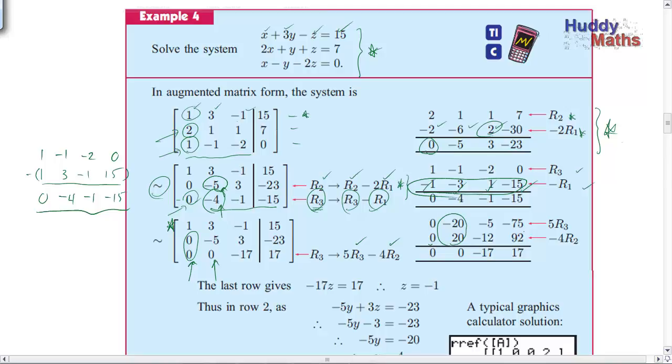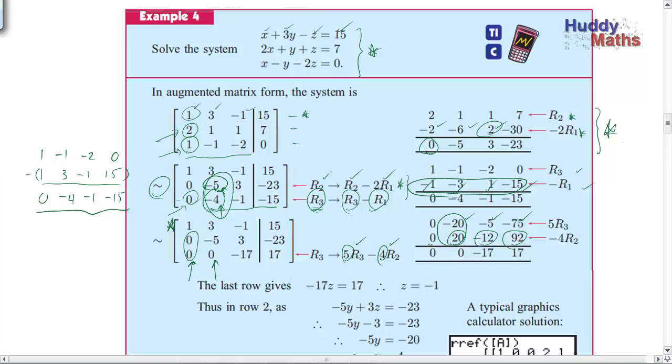Okay, so here, what are we doing? 5 times row 3 is -20, 5, -5 and -75, and then 4 times row 2 is 0, -20, 12 and 92, but taking it away it becomes 20, -12 and 92. Okay, so we're going to subtract those. So this is the idea of a common denominator. They're nowhere near equal to each other up here, so multiply one by the other as you would with a common denominator in adding fractions.